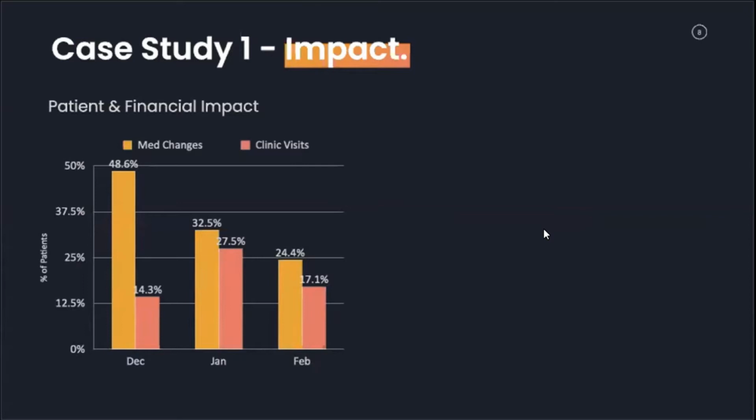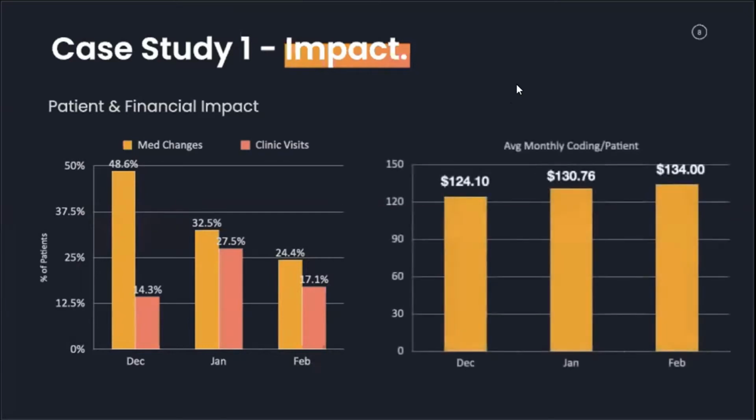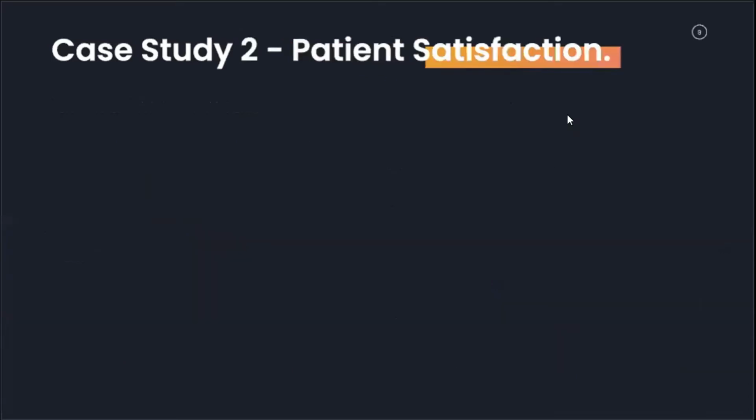At the same time, office visits also increased among that population by 14% in month 1, 27% in month 2, and in month 3, 17%. Financially, they were able to code $124 per patient per month in month 1 through RPM, $131 in month 2, and $134 per patient per month in month 3. So pretty substantial revenue numbers as well, based on those populations.